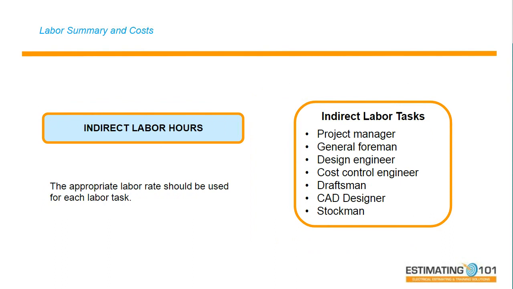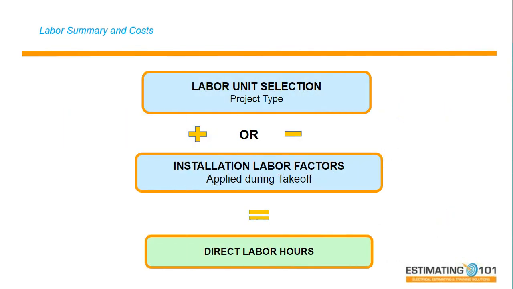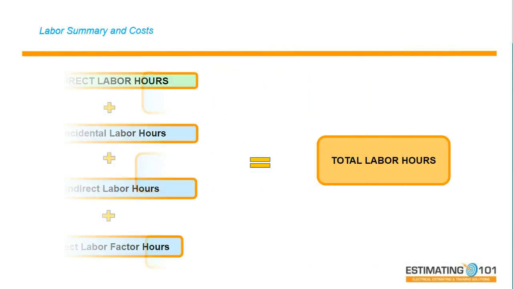Then I'm going to look at my indirect labor hours. If I need a project manager on site, I need a foreman, a non-working foreman for the duration. Maybe I got to put a CAD operator, a BIM. So I choose my labor unit. I'm going to add or minus to those labor hours based on the installation labor factors and the conditions. And that gives me my total direct labor hours.